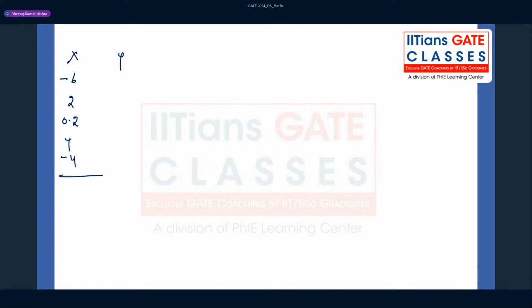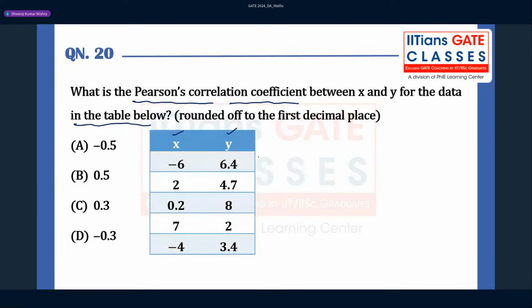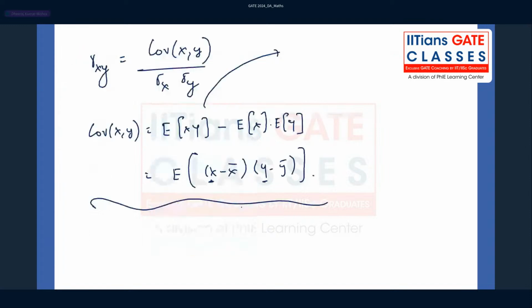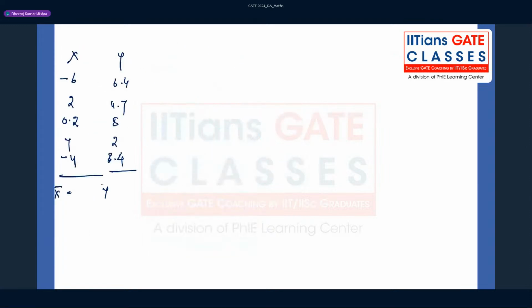So you have to add and find the mean of this, right? So, you have to find x bar here. And then y is given, y is nothing but 6.4, 4.7, 8, 3.4. Let me show you this also, it is given. So this will give you y bar.